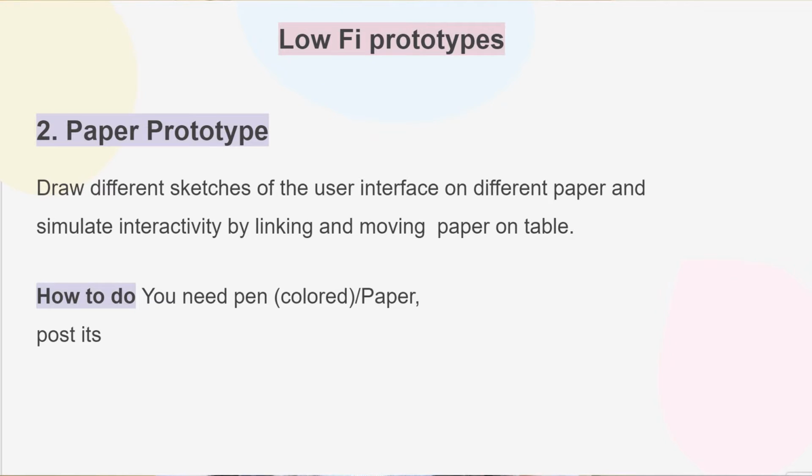Next are paper prototypes. Let's suppose that you have an idea of this website which sells fragrant candles. You want to show how the interactivity between the user and the website would take place. So you draw the home page, the menu page and then the product page. How would you show the interactivity? Paper prototypes are the ones which do that. Draw different sketches of the user interface on different papers and simulate interactivity by linking and moving paper on the table.